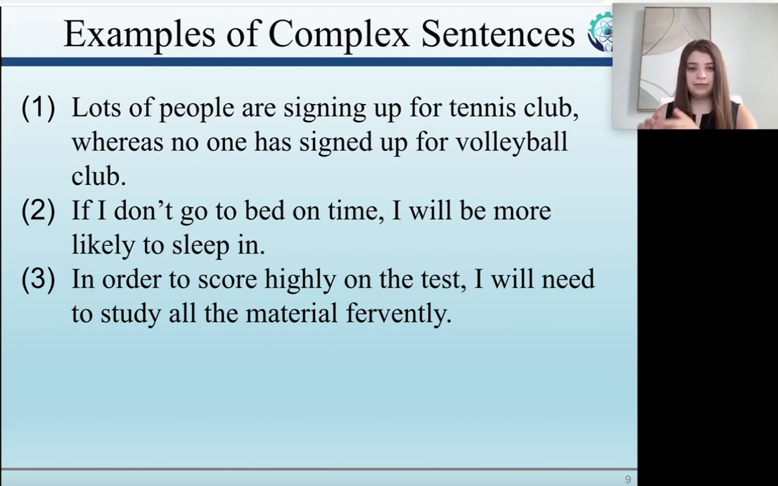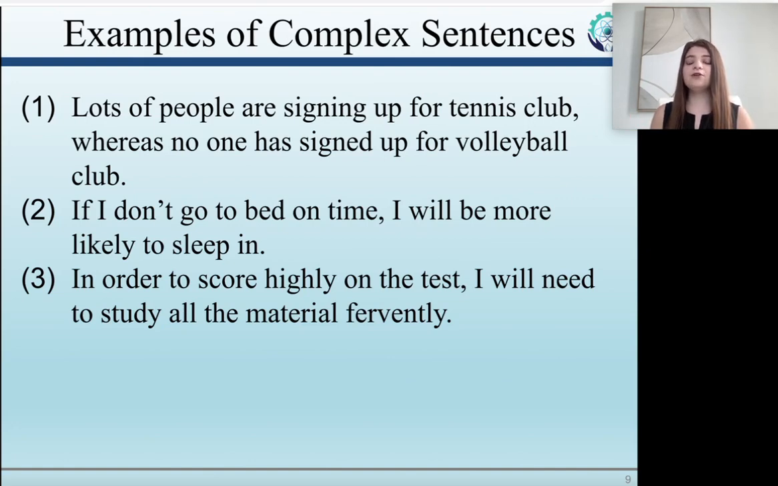Done. And then here, the second part, whereas no one has signed up for volleyball club. Right? Now, if we took out the whereas, then we could argue, oh, wait, no one has signed up for volleyball club. Isn't that an independent clause too?